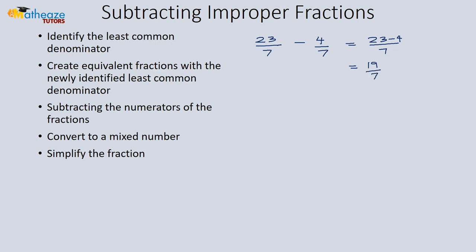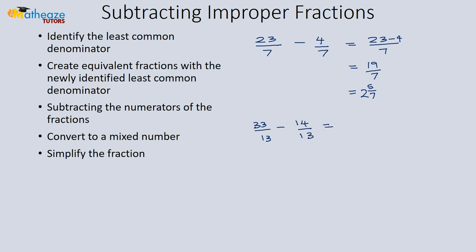So we don't have any common factors for 19 and 7. So what we're going to do is create our mixed fraction or mixed number. So 19 divided by 7, we have 2, and then you have a remainder of 5, and then 7 is your divisor. So that's what you do here. What if we had 33 over 13 minus 14 over 13?